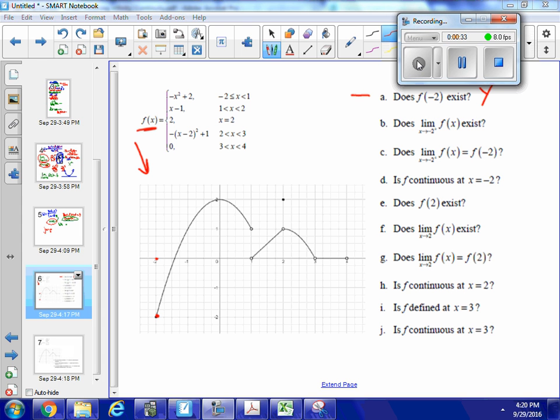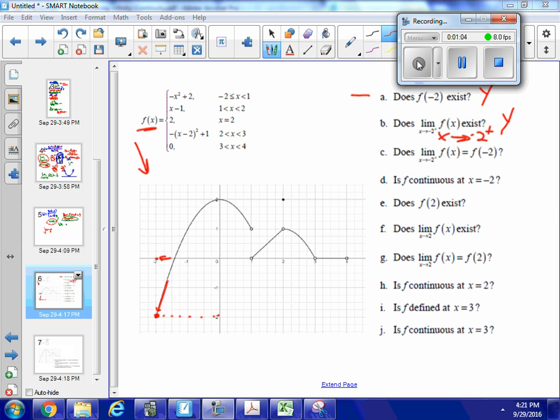Does the limit as x approaches negative 2 from the positive side exist? I know that might be hard for you to read, but it says x approaches negative 2 from the positive side. Well, if I am approaching negative 2 from the positive side, does my limit exist? Sure it does. It's that point right there. It's negative 2. That's the y value of that limit right there. So yes, that limit exists.